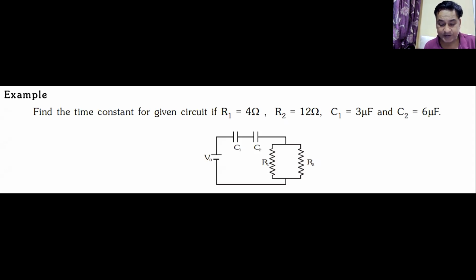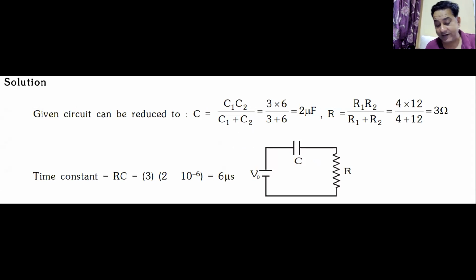Sir, it's pretty simple. You find out the equivalent capacitance and you find out the equivalent resistance, and then you multiply the two quantities. Time constant is equal to RC. Yes or no? Yes, sir.